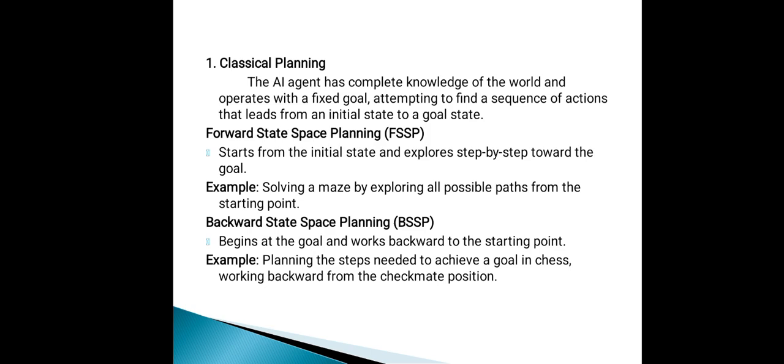The second approach is backward state space planning. It is also called BSSP. Planning starts from the goal and works backwards towards the initial state. For example, in a chess game, if the goal is checkmate, we begin with the final winning position and identify the moves required to reach that position.